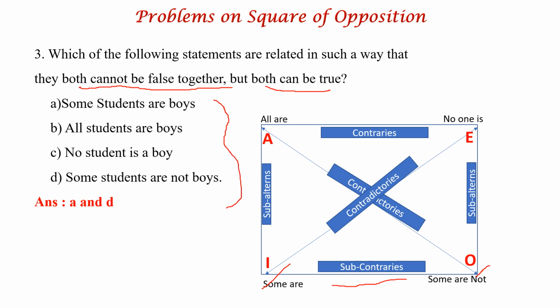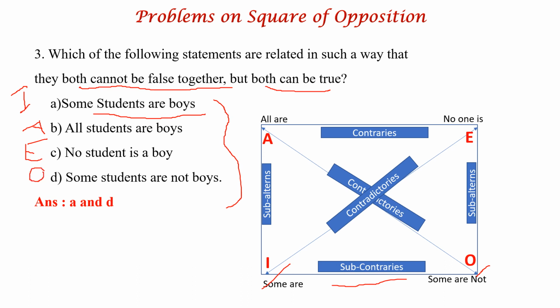The type of proposition. Some students are boys. What type is that? Some are. I type, right? And the second B statement, all students are boys. All are. A type. This one is A type. No student is a boy. E type. No one. Universal negative. E. And some students are not. Some not. O type.